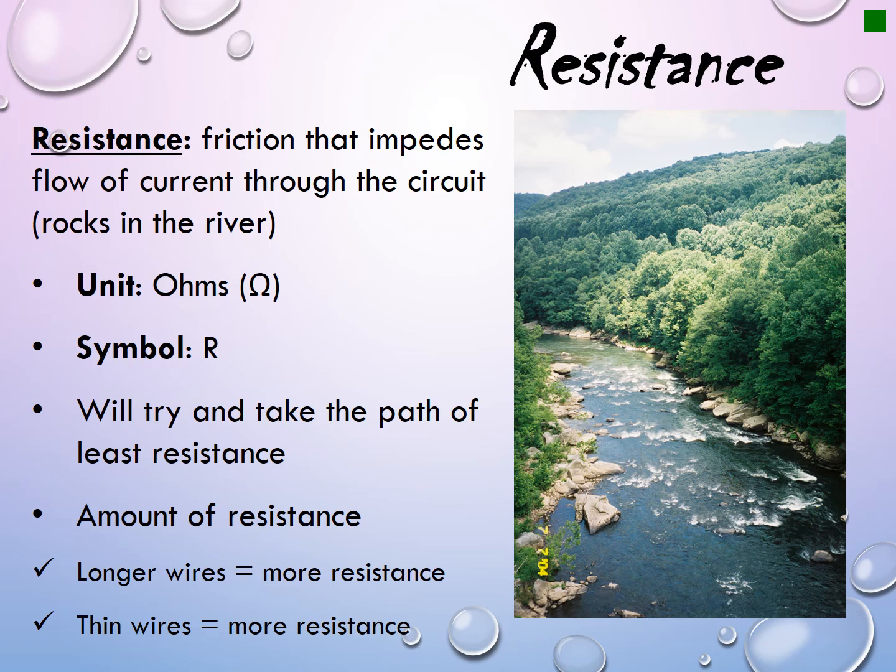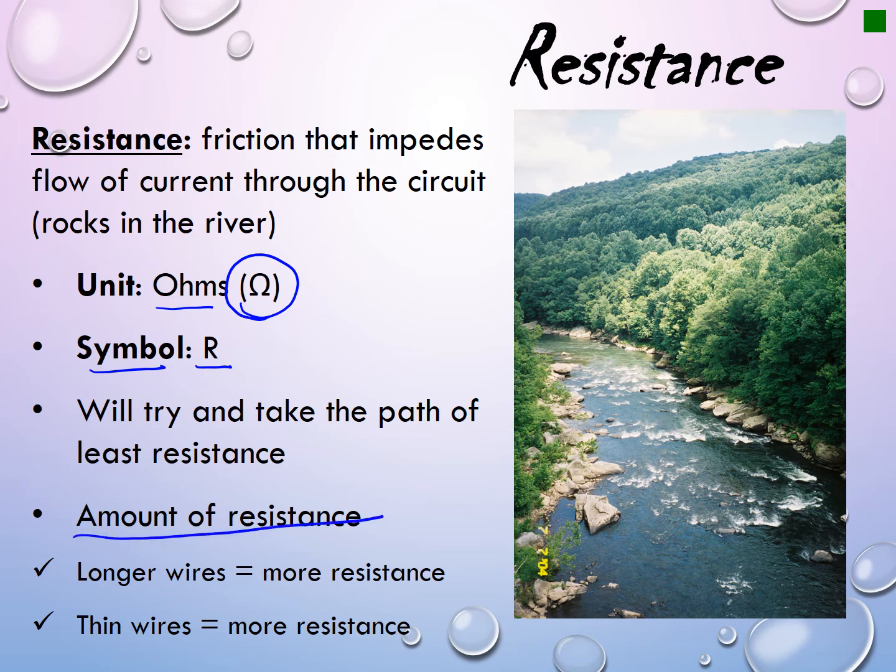The unit for that would be ohms, and it is the Greek symbol omega. Okay, and then our symbol for formulas is R. And water, or the current, or the electrons, will try to take the path of least resistance, which means that they will always try to take the least amount of resistance.